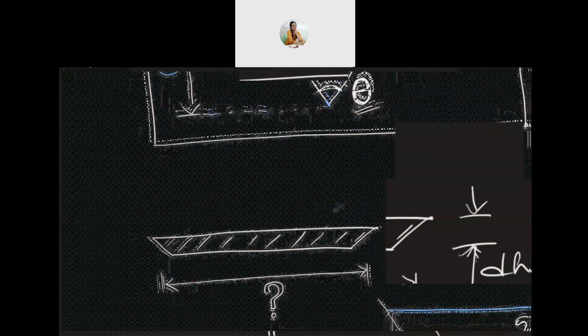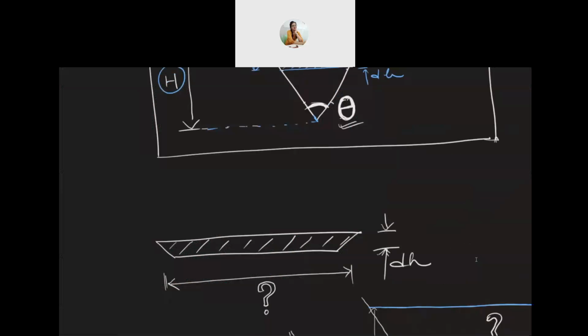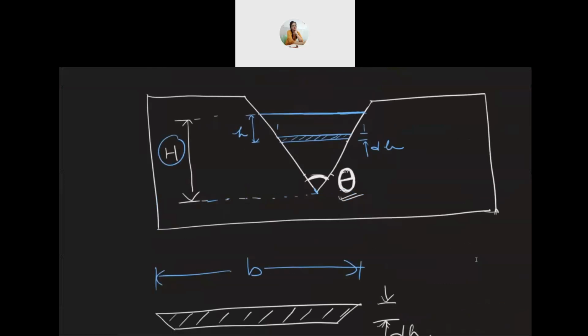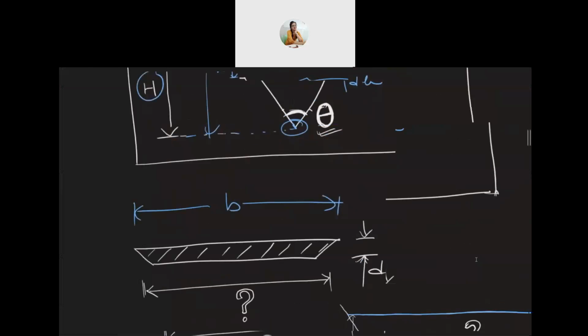Now in this case, the area is not simply B into dh, where B is the width. Here B is actually variable. So let's call it small b. And this small b is a function of this height or head. As head becomes 0 at this point, the width is maximum, and at the bottom, when the head is maximum, the width is 0. So let's try to write an expression for that.